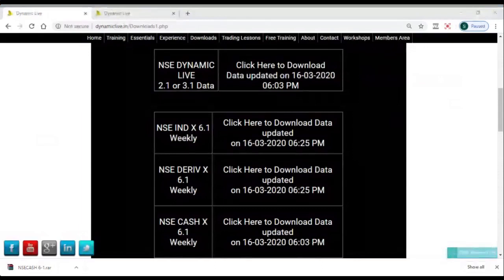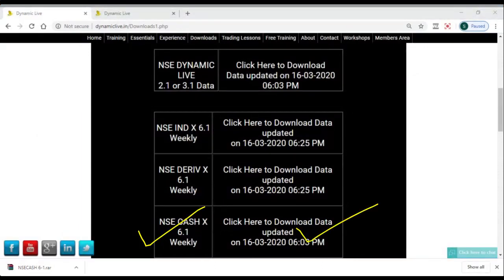Here is the one for dynamic system. Click here to download the dynamic system data. Once again, the same process. So every day you have to do this, update the data. It is a matter of 2-3 minutes job. Once you update it, next day when you open, everything will work fine.